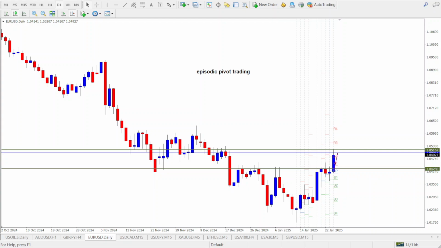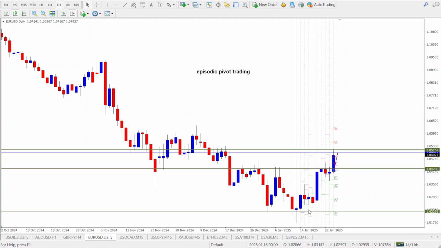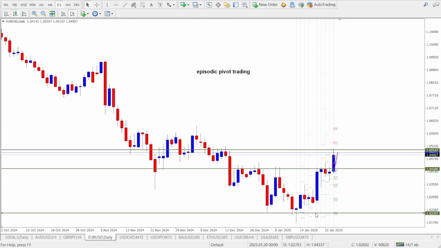Now let's talk about how to actually use episodic pivots in your trading. The first is support and resistance levels. When price approaches an episodic pivot level, observe how it behaves. If the level acts as support, for example, it may be a good place to consider buying. If you find price reacting around a support level identified by your pivot point indicator, and you notice price being rejected around there, it might be a good place to buy. And then if it acts as resistance, it could be a good signal to sell.